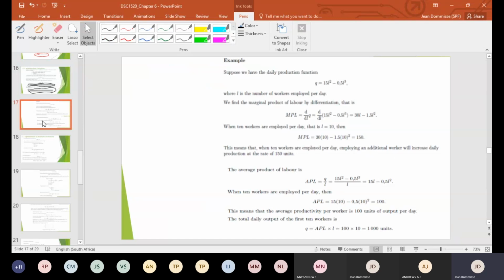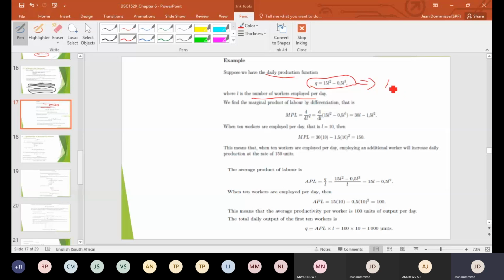But if we look at one of the examples again, it's the same process that we will follow. So if we have a daily production function and we need to work out the numbers employed per day, we look at that function, and to get to your marginal product of labor, we will need to do differentiation on that. So it is the same process that we will do here again.